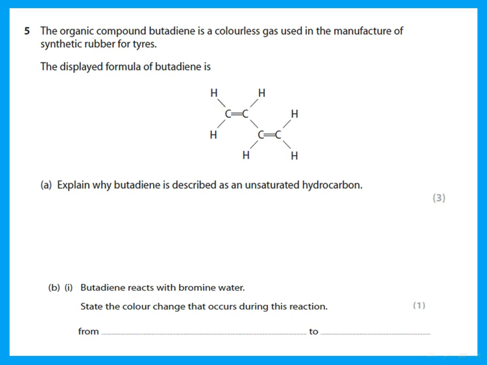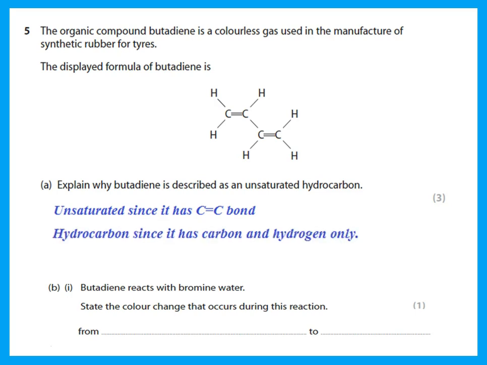Explain why butadiene is described as unsaturated hydrocarbon. Remember, we said unsaturated means it has C double bond C. So these have C double bond C, so you can refer to it as unsaturated. Now, why is it a hydrocarbon? Because it has carbon and hydrogen only.